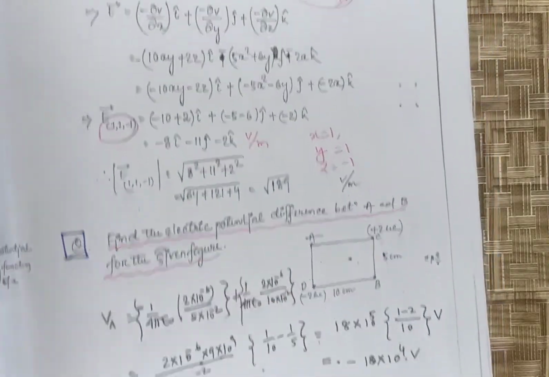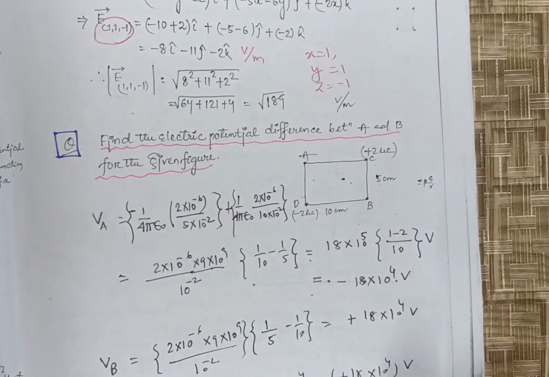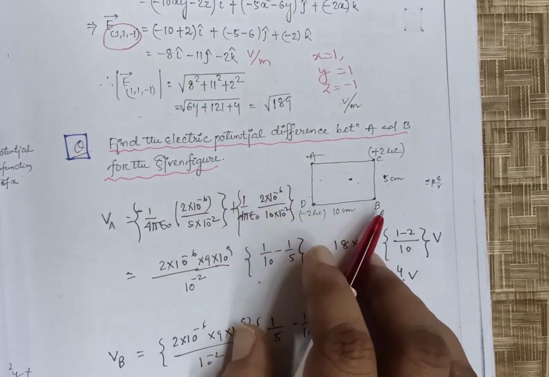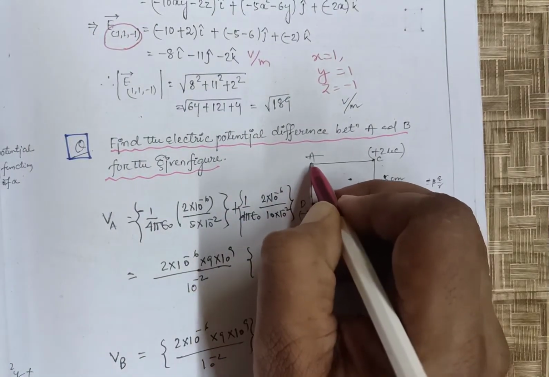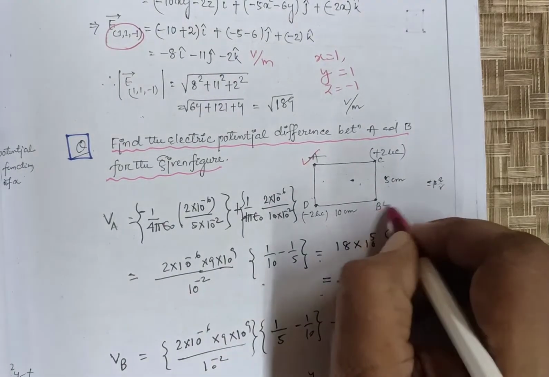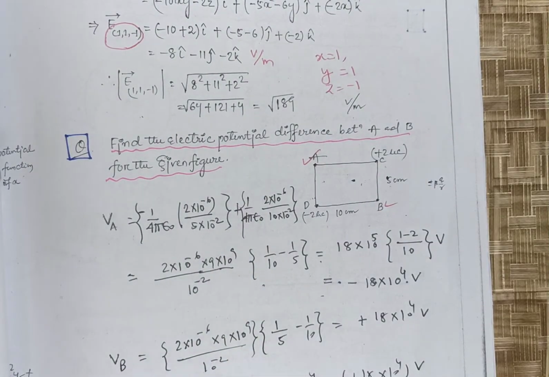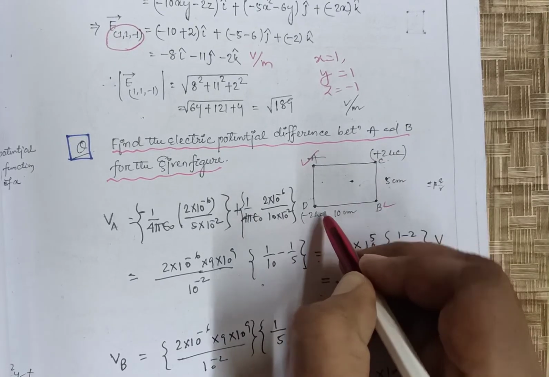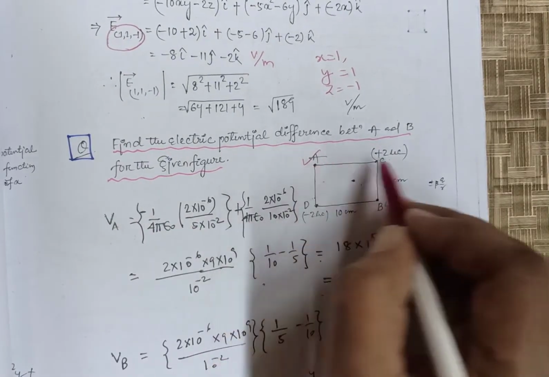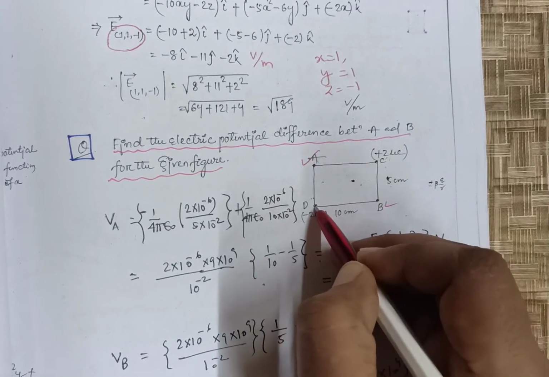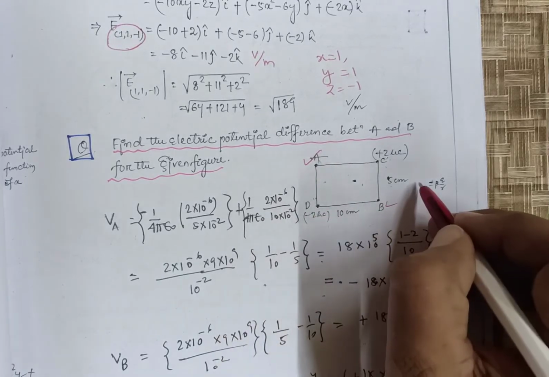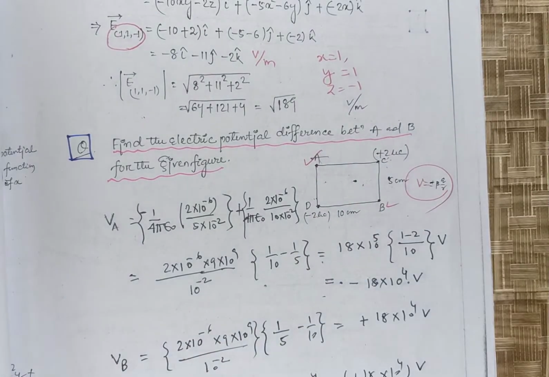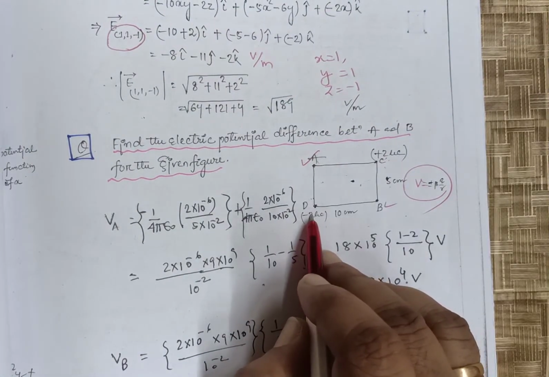Now another question for you: find the electric potential difference between A and B for the given figure. We have to first calculate the potential at A and the potential at B. What is the potential at A? That is due to this source charge and this source charge. So VA is calculated as VC plus VD. Our potential formula is V is equal to plus or minus beta q by r. Positive sign for a positive source charge, negative sign for a negative source charge.